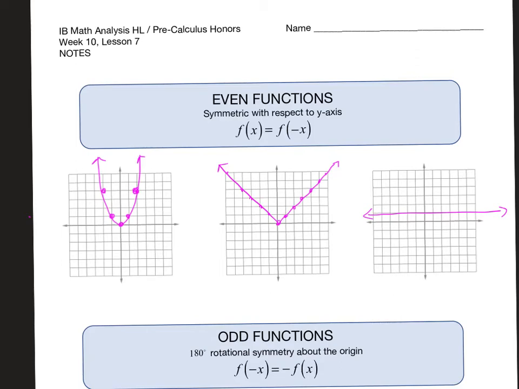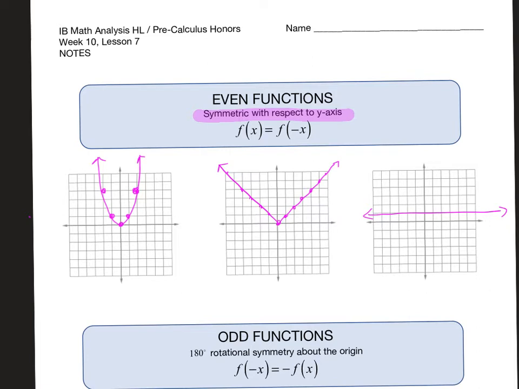Week 10, lesson 7. This is talking about even and odd functions. I like to approach this with graphs first. The three graphs you're seeing here in pink are considered to be even. The qualification is that they are symmetric with respect to the y-axis. If I was able to physically pick these up and fold them, one side would land right on top of the other.